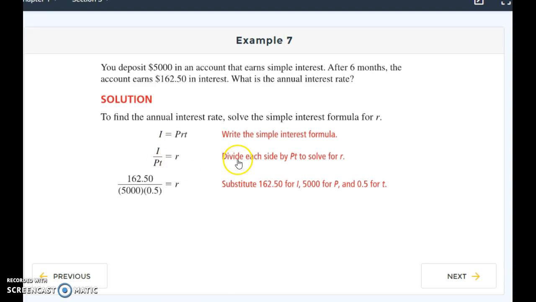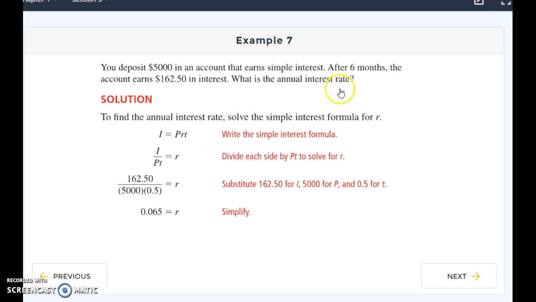So now I substitute the things that I know. I know that the interest that I've earned was $162.50. The principal, my starting amount, was $5,000. And I know that it was 6 months, and 6 months is 1/2 of a year. So I can go ahead and put this in as 0.5. So now I can just do this simple calculation and find that R was 0.065.